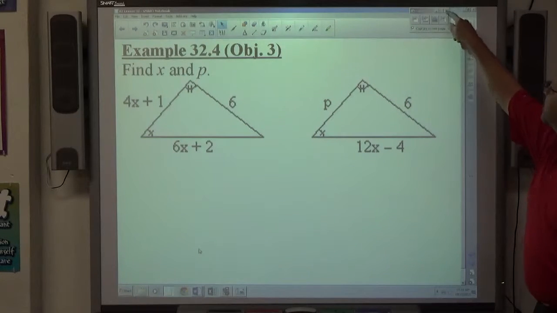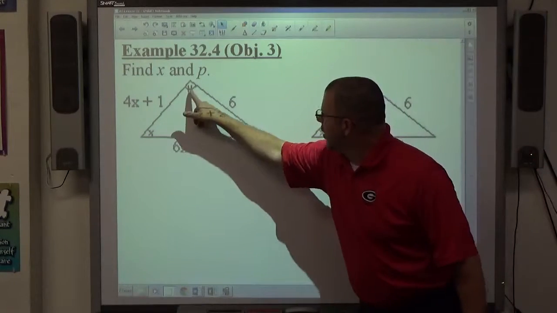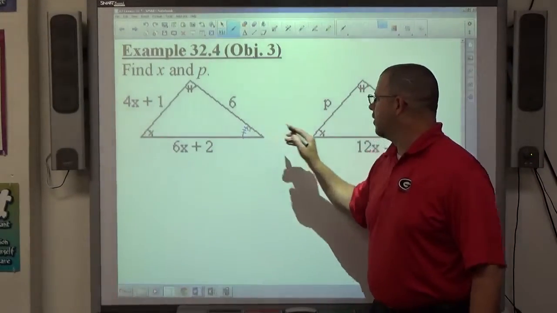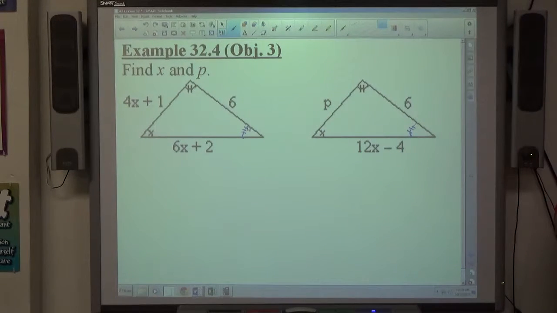Example 4, find x and p. Now, you look at this and it looks close to something we've done before, which is called similar triangles, right? We got these two angles equal to these two angles. Obviously, the third angles have to be equal for the same reason they have every other time we've seen this kind of problem, right? So at this point, I know for a fact these two triangles are at least similar triangles.